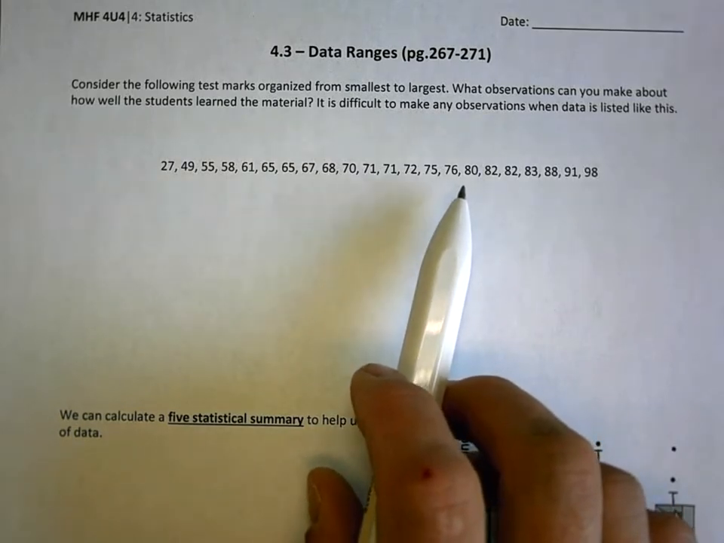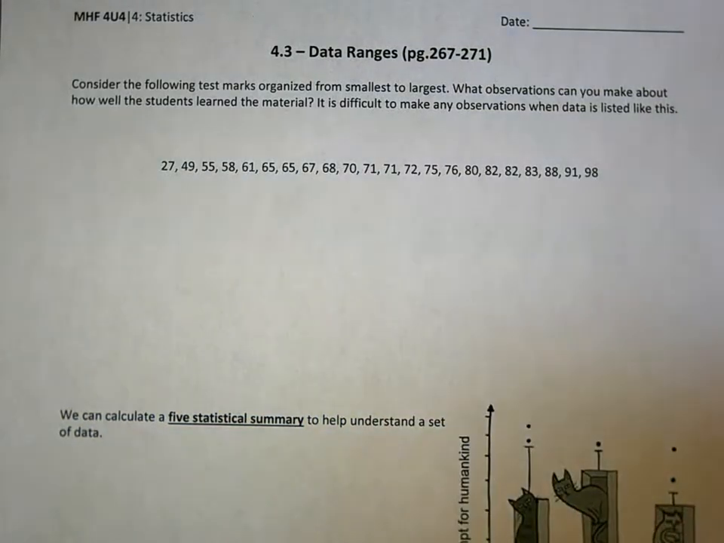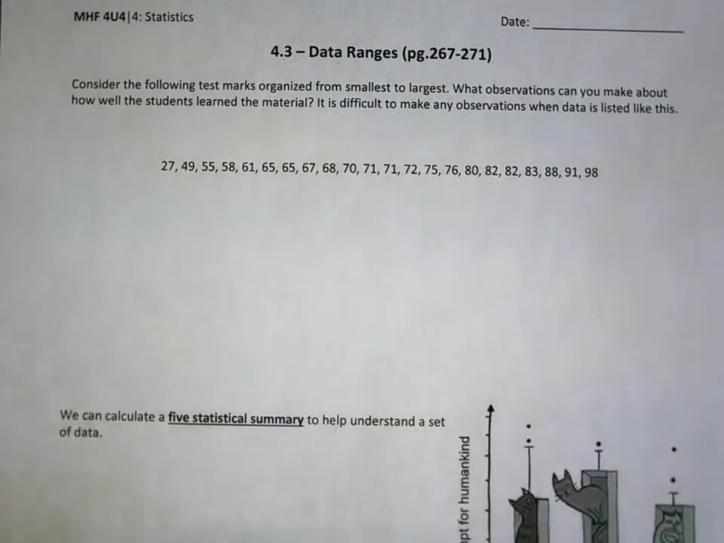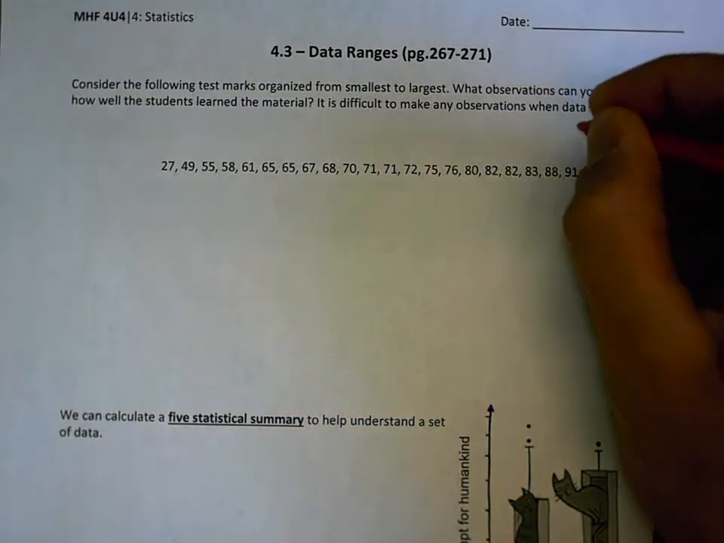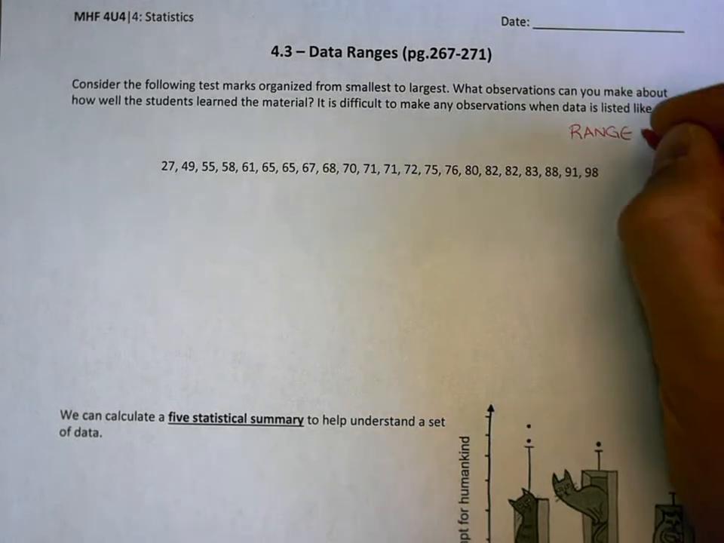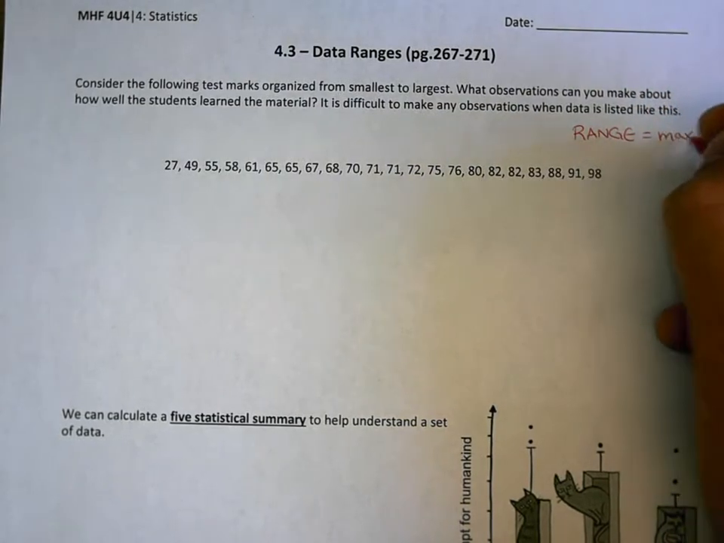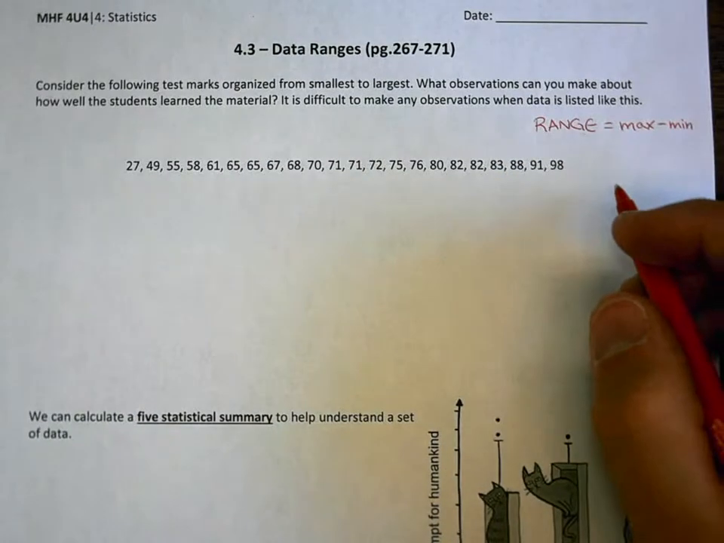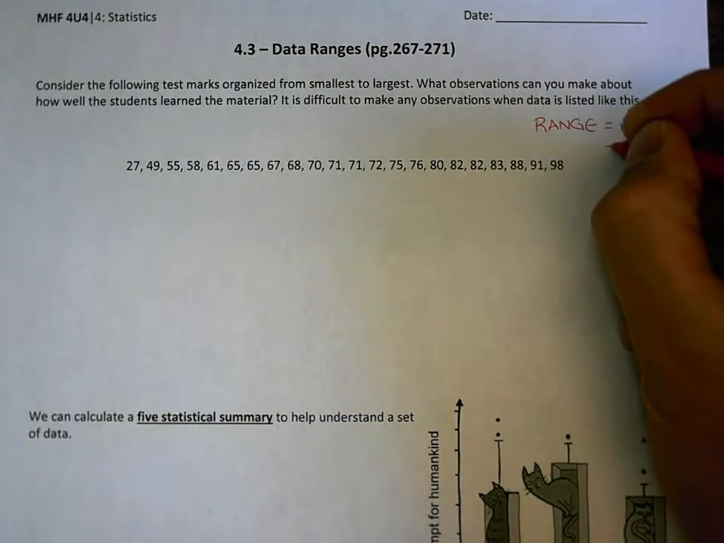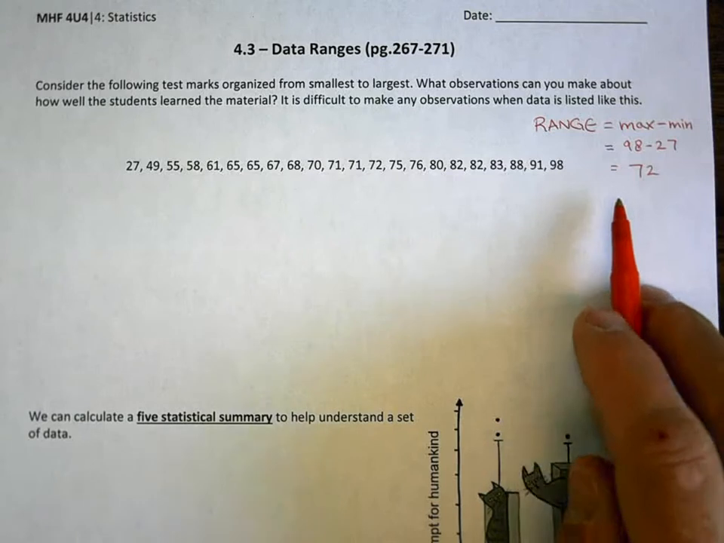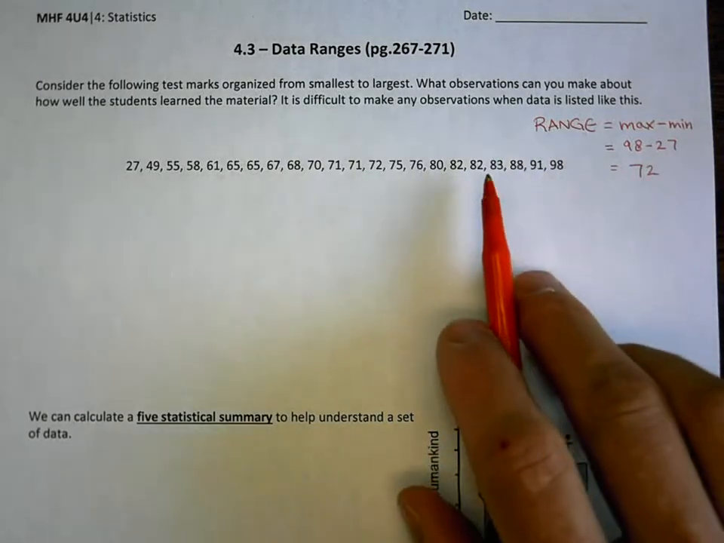So the first thing we're going to talk about is, let's go back to that idea of the median. Or no, let's first talk about one statistic that is very easy to calculate, which is the range. The range is just the max value minus the min value. So in this case, the range is 98 minus 27. So that's 71.